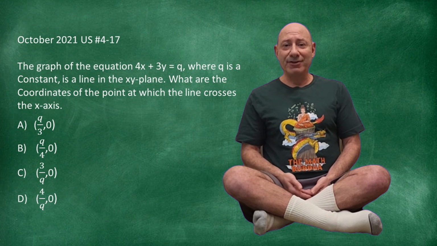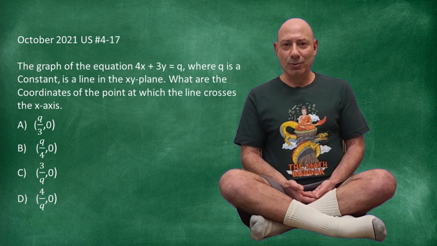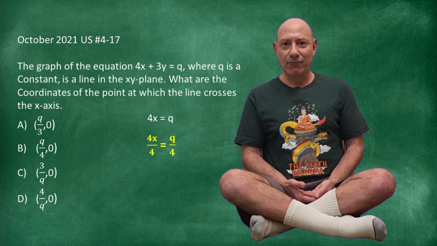It's a point. We have to find 2 coordinates. And the second coordinate is always going to be 0. And as you can see here, all our multiple choice options have 0 in that second position. We just have to find the x-coordinate. Now, to find our x-coordinate, all we have to do is plug y equals 0 into our equation here. And that's really simple to do because when we plug in y equals 0, the 3y will just drop out and we're going to be left with 4x equals q.